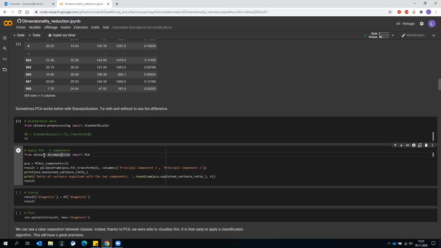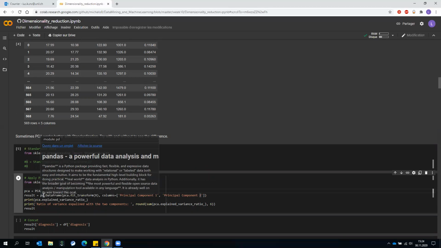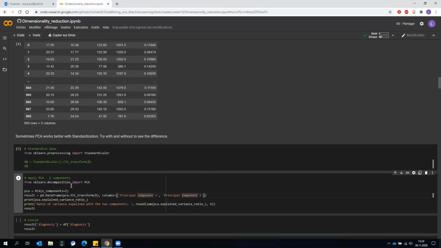So we have from sklearn.decomposition PCA. We create an instance of the class with 2 components. So we will reduce from 5 to 2 components. And then we make a data frame from the components, and we plot the explained variance ratio.